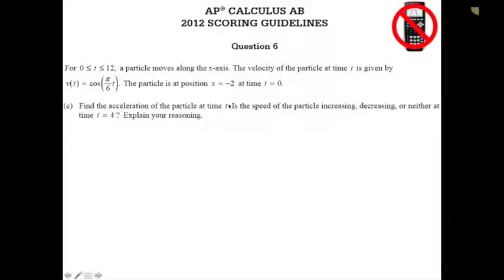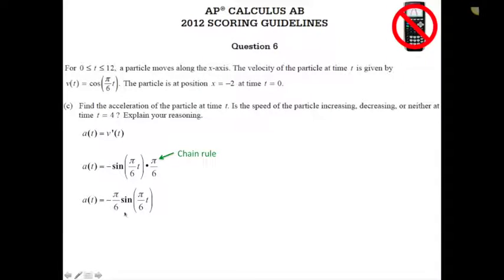Part C. We'll go through the no calculator solution first. It says find the acceleration of the particle and tell us if the speed is increasing or decreasing or neither at t equals 4. If we want the acceleration, then we know we need to differentiate this. We know that acceleration is the derivative of velocity. We need a chain rule in here. So the derivative is minus sine of pi over 6 times t, times the derivative of the inside, which is pi over 6.